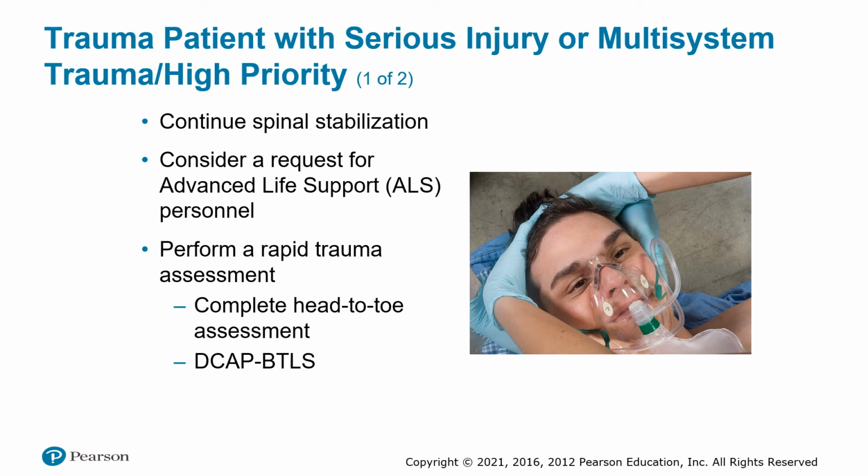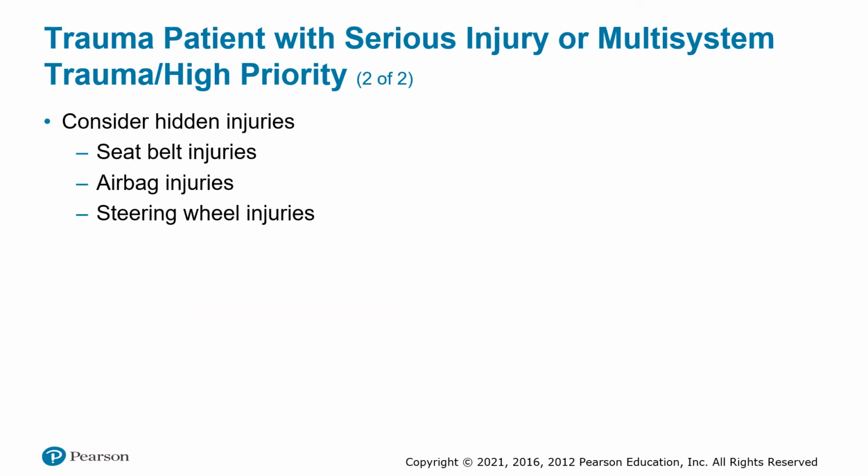All right. For a trauma patient with serious injury or multi-system trauma, or a high priority patient, continue that C-spine. Consider a request for ALS. Perform a rapid trauma assessment head to toe, and complete that head to toe assessment with DCAP-BTLS. Consider any kind of hidden injuries: seatbelt injuries, airbag injuries, or steering wheel injuries. All of these injuries can create problems inside the chest and abdomen, create bleeding, contusions, anything like that.